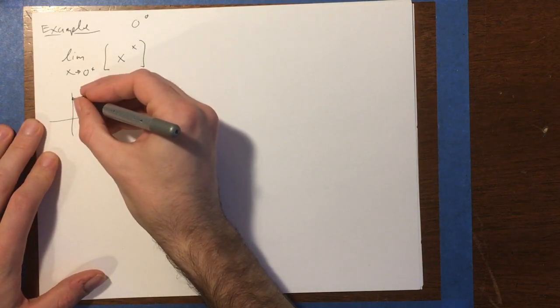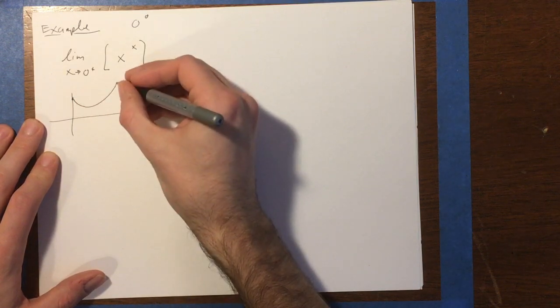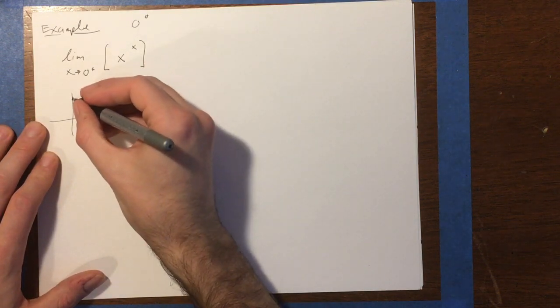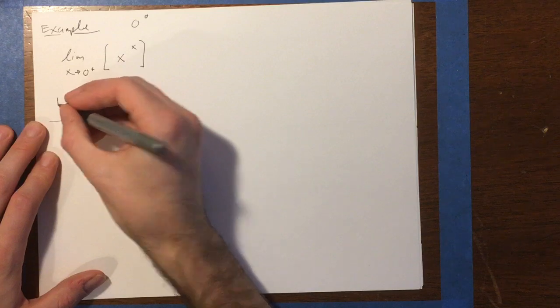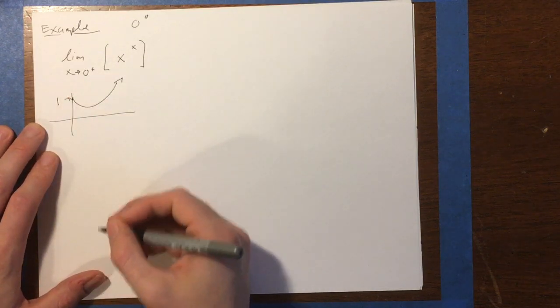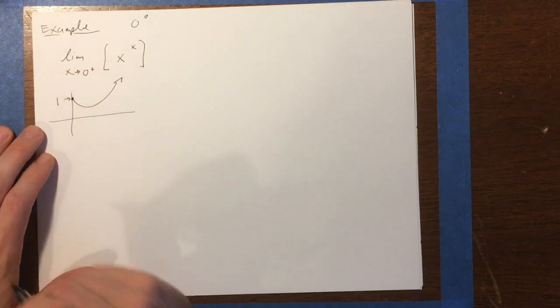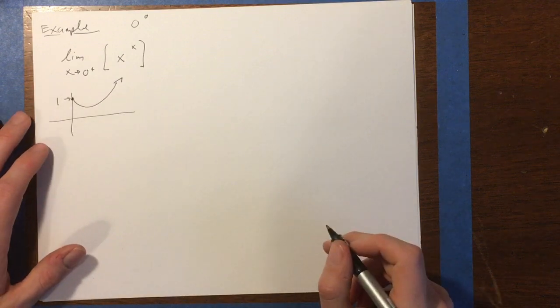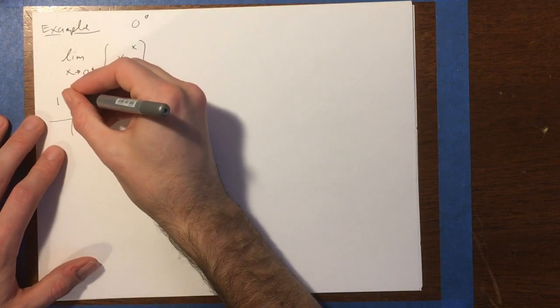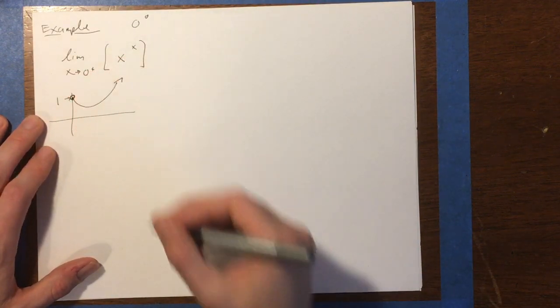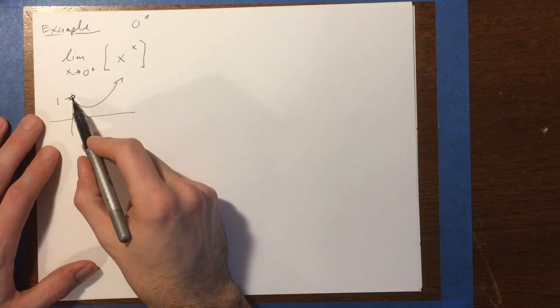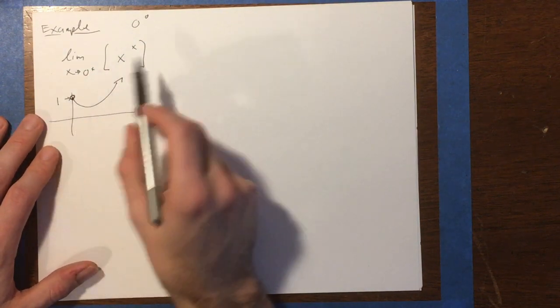This function looks sort of like this, and then it goes off that way. And right here, at 0, it approaches 1. It comes and approaches 1. Although actually it's undefined, so I drew that as a closed dot, but it should be an open dot. It's got this undefined point right there, but it is approaching 1. So the answer here is going to be 1.